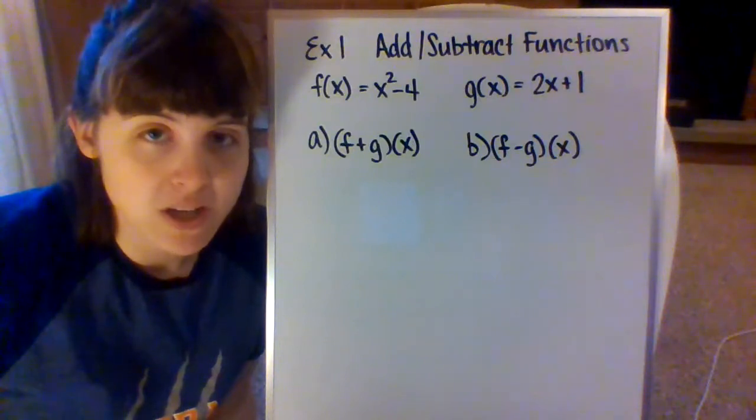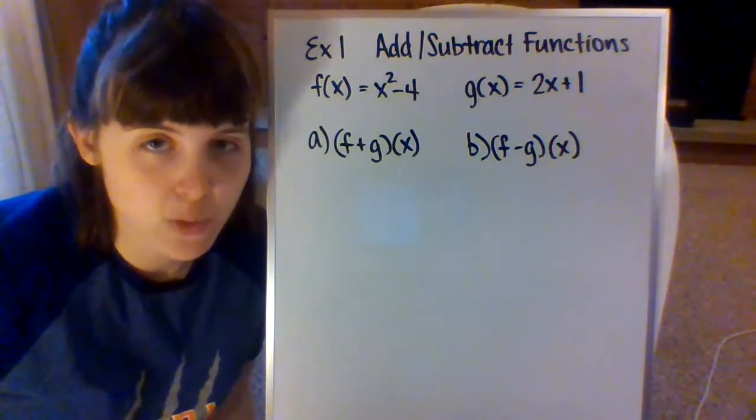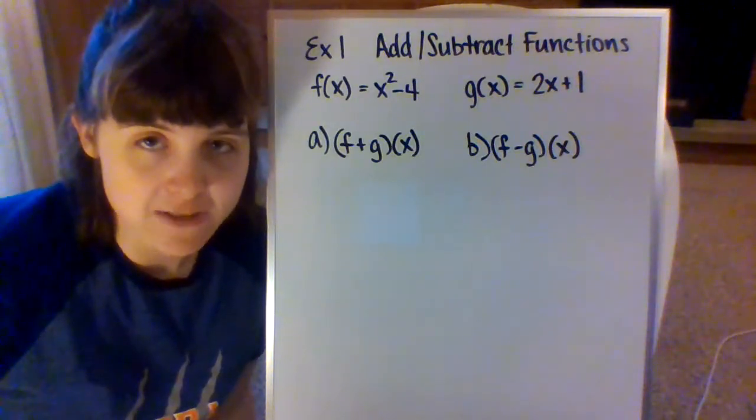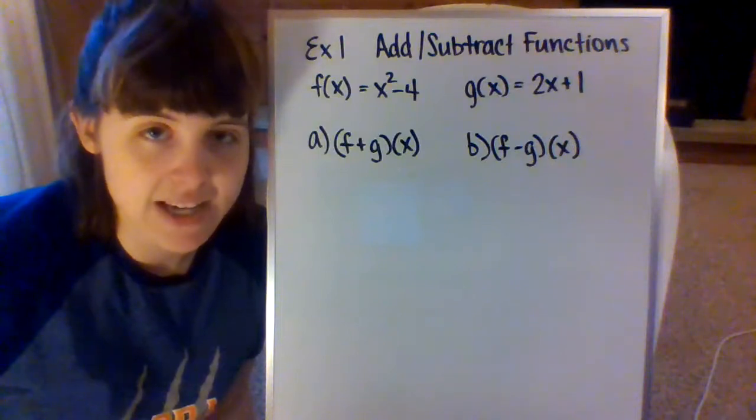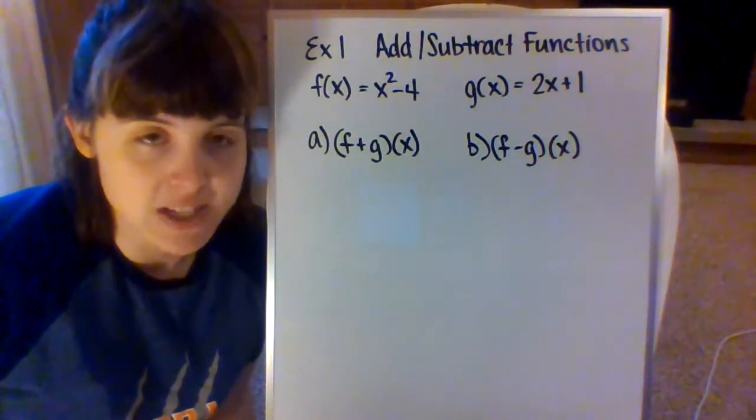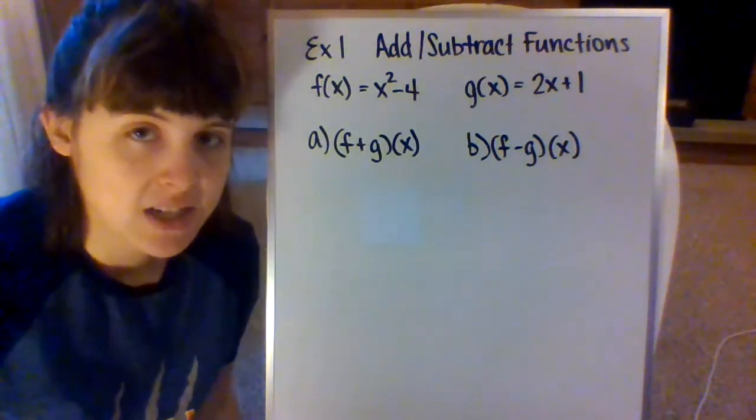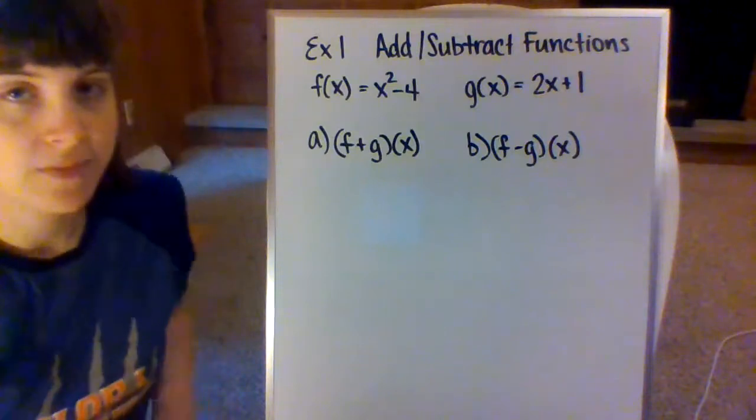So on example 1 here, we have the function f of x is x squared minus 4, and the function g of x is 2x plus 1. So part A here says, add the two functions together, f plus g of x. So we're going to be combining like terms here, and we're going to be adding.